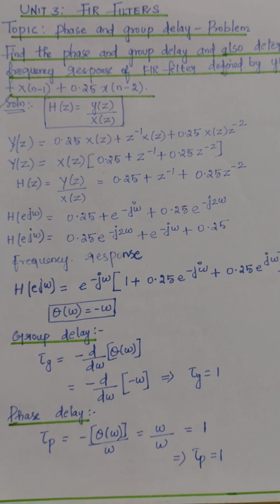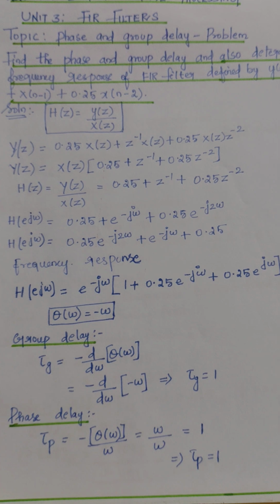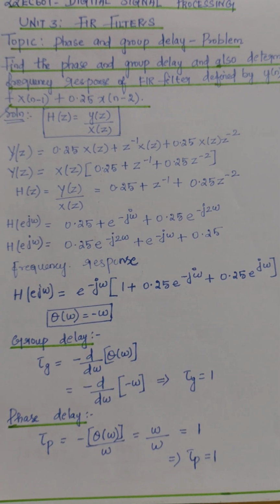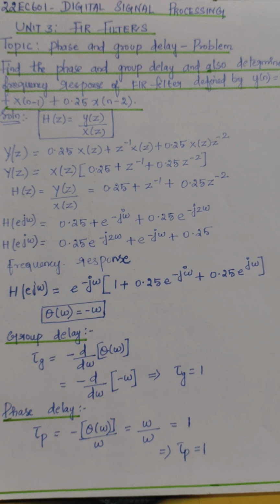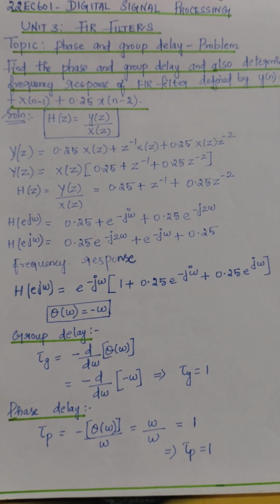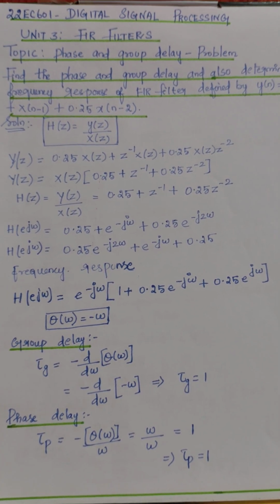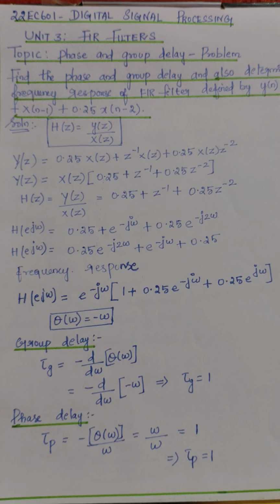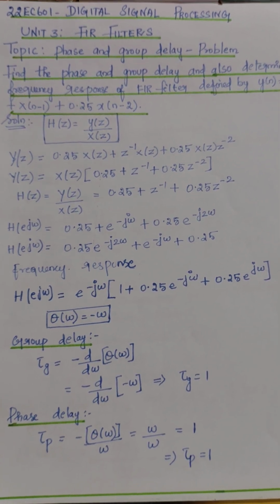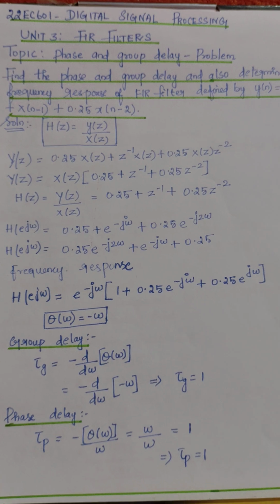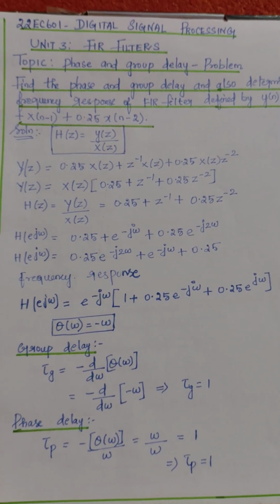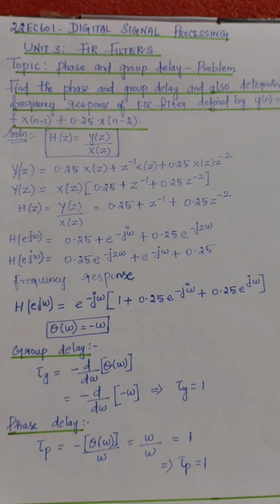I repeat again: tau g is equal to minus d by d omega of theta of omega. Theta of omega is nothing but minus omega, since it is e power minus j omega. So I am substituting minus d by d omega of minus omega; minus into minus is plus, and differentiating with respect to omega gives 1. Therefore tau g is equal to 1, which is nothing but the group delay.